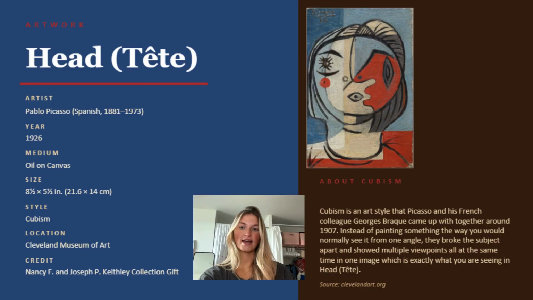We chose the art piece Head or Tête by Pablo Picasso made in 1926. This is an oil painting on canvas that is 8.5 by 5.5 inches. It is now found in the Cleveland Art Museum.